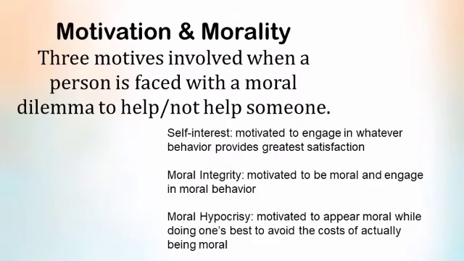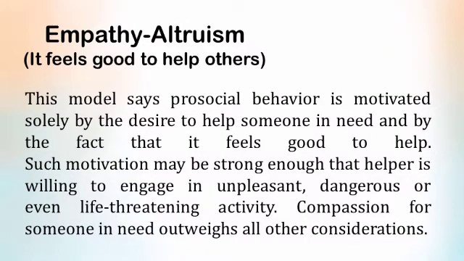Motivation and morality: three motives are involved when a person is faced with a moral dilemma to help or not help someone. Number 1, self-interest: motivated to engage in whatever behavior provides the greatest satisfaction. Number 2, moral integrity: motivated to be moral and engage in moral behavior. And number 3, moral hypocrisy: motivated to appear moral while doing one's best to avoid the cost of actually being moral. Here are the following models and proposals in prosocial behavior.